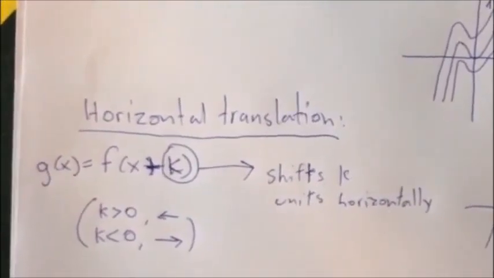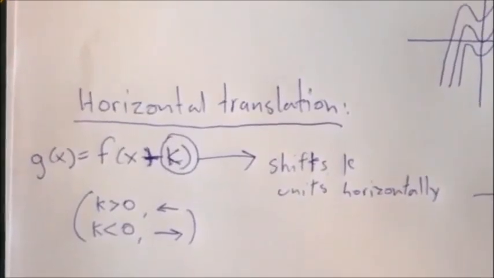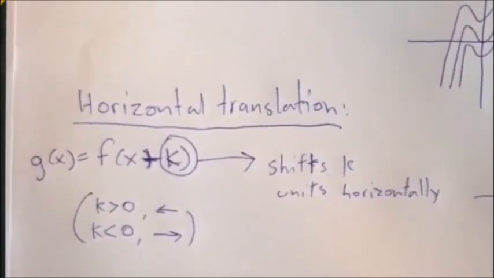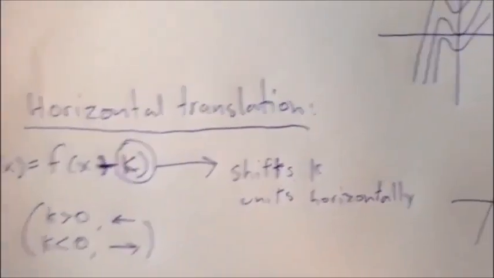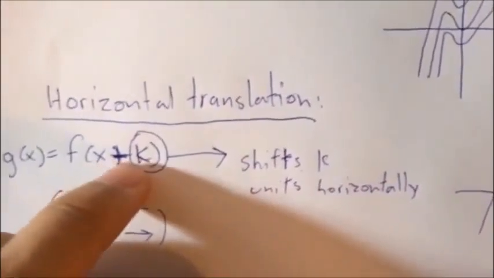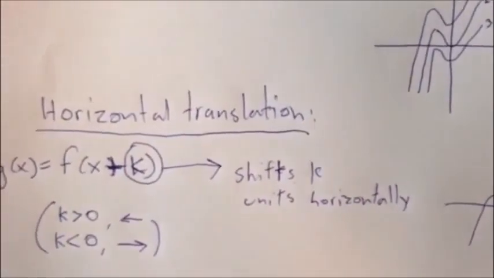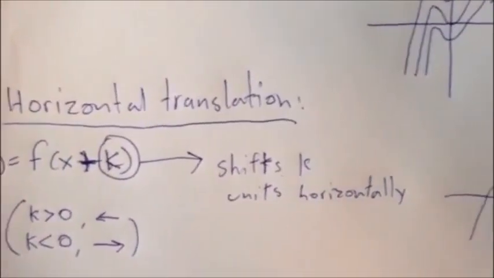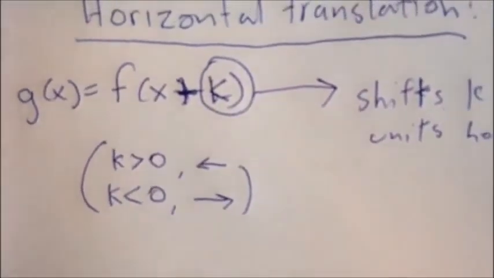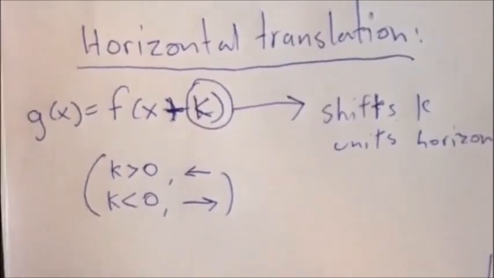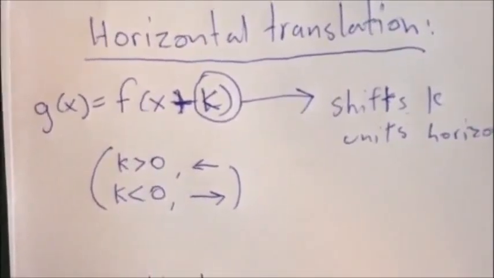Horizontal translation. An example of horizontal translation is g of x is equal to f of x plus k. Note that k is inside the bracket. It shifts k units horizontally. So if k is greater than 0, it will shift the graph to the left, and if k is less than 0, it will move it to the right.